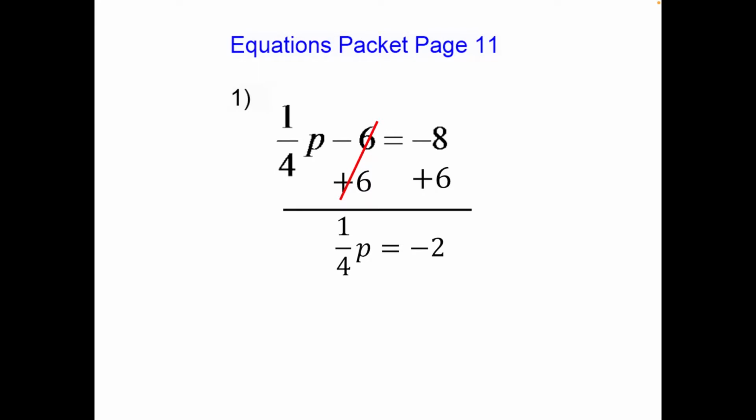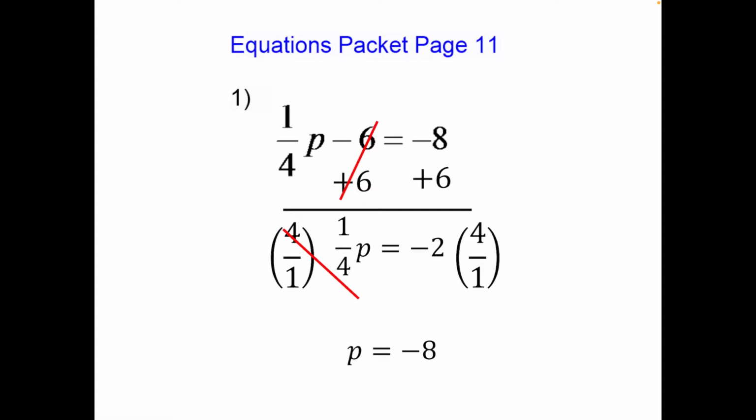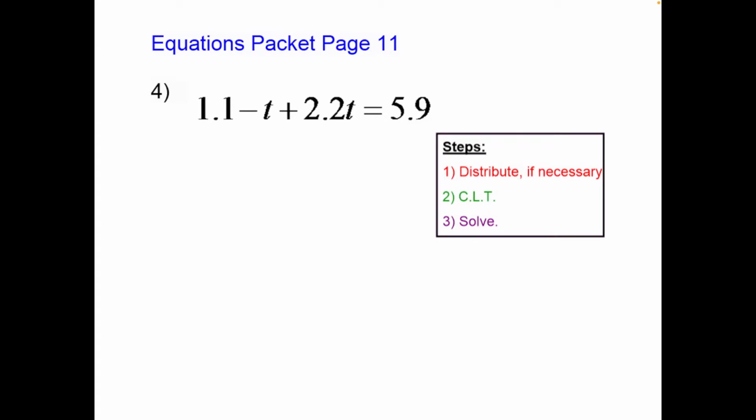P is being multiplied by 1/4. You could divide both sides by 1/4, or you could multiply by the reciprocal, because that will also give you the number 1. The reciprocal of 1/4 is 4/1, so we're going to multiply both sides by 4/1. 4/1 and 1/4 will cancel. We're left with P equals negative 2 times 4/1, which equals negative 8. P equals negative 8.